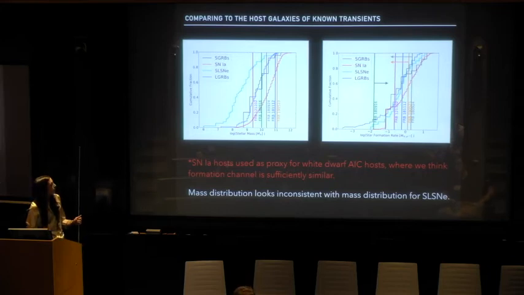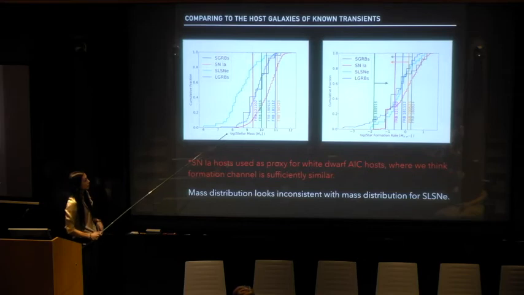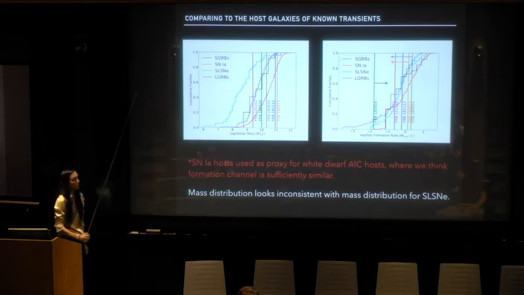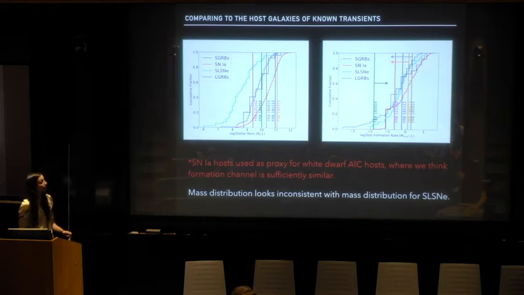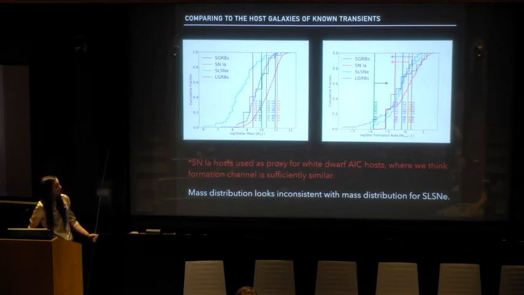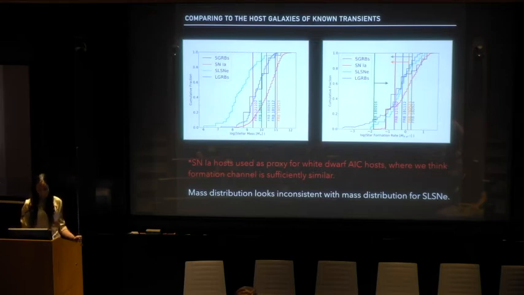And what we find for the stellar masses is that aside from the repeater, the generally larger masses are sort of inconsistent with the distribution for superluminous supernovae. And so this is at least suggesting that superluminous supernovae are probably not the dominant formation channel for FRBs. I think the picture is less clear when we look at the star formation rates, especially because we're dealing with limits in a few cases.